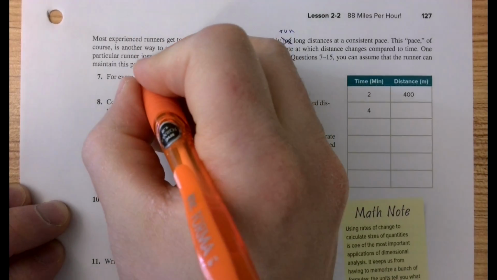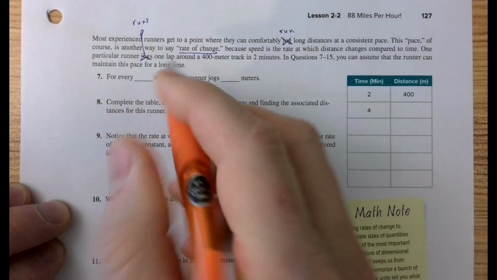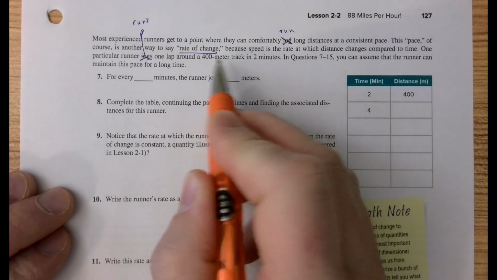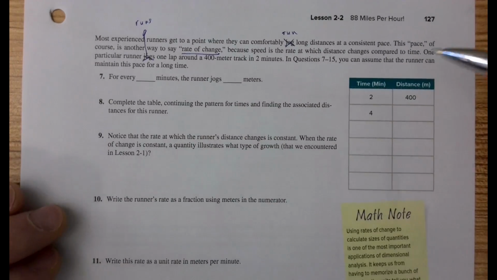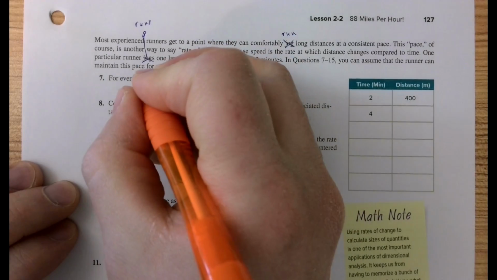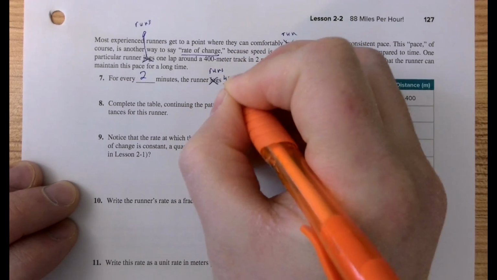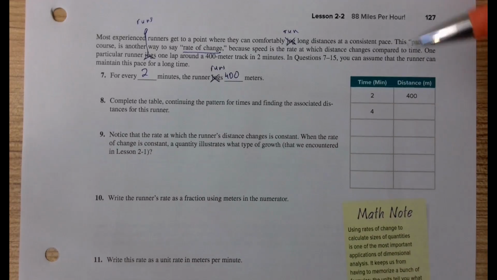So one particular runner runs one lap around a 400-meter track in 2 minutes. Okay, so there's the top value and the bottom value. And we're going to assume that this runner can maintain that pace forever. So for every 2 minutes, the runner runs 400 meters. So we're going to complete the table to fill out this pattern.